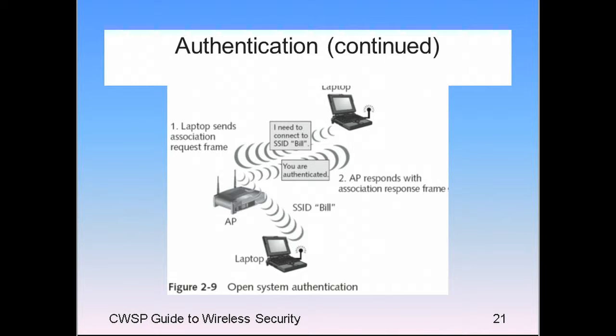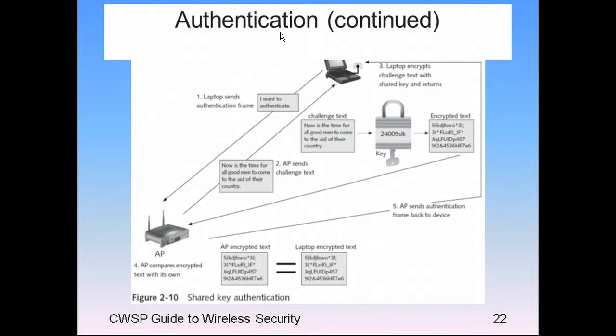So in open authentication, what we do is say, I need to connect to SSID Bill. And it comes back and says, okay, you're in, because you knew the SSID. That's all that you need to do in the open system. If we had some sort of shared secret, then we would go back to the WEP process in order to do those things.